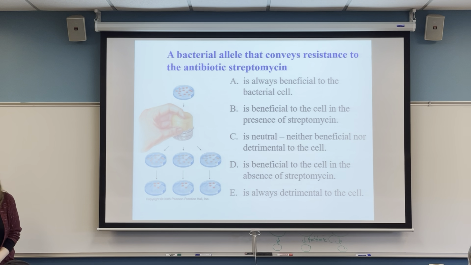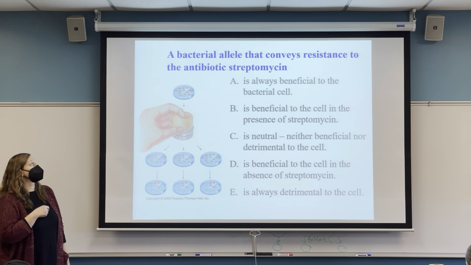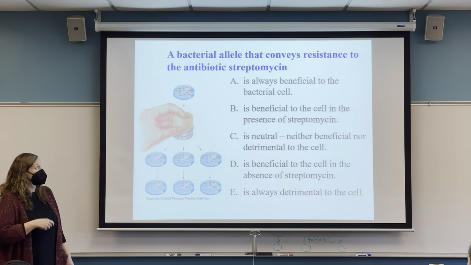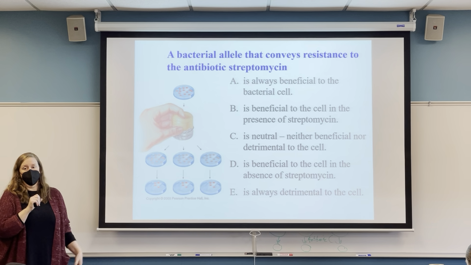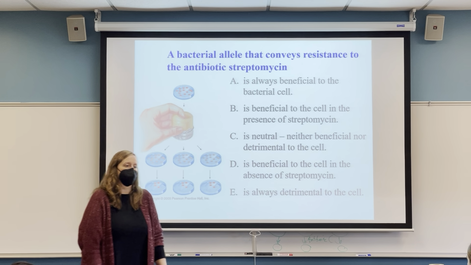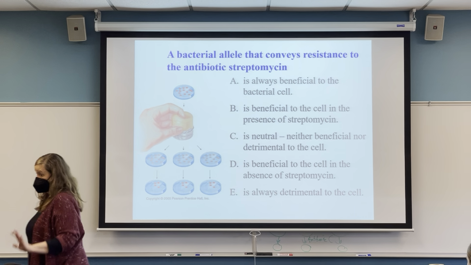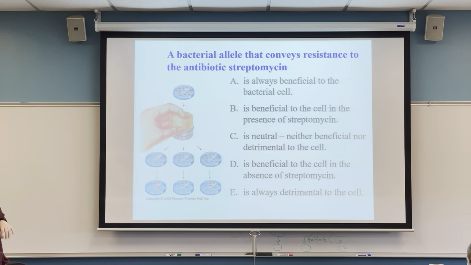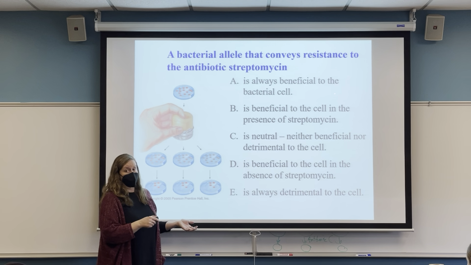Okay, so let's answer a couple of questions. Let's read these over. A bacterial allele that conveys resistance to the antibiotic streptomycin is always beneficial to the bacterial cell? No, I mean, if it's never around streptomycin, who cares that it has this mutation to streptomycin, because it never gets to actually use it, right? So it could have a potentially beneficial mutation, but if it's never in the environment where that mutation is actually beneficial, it doesn't matter.